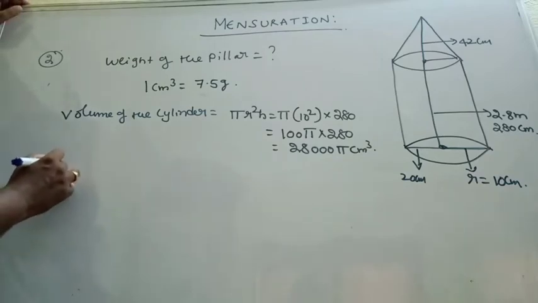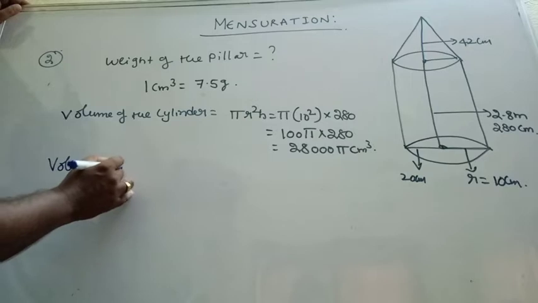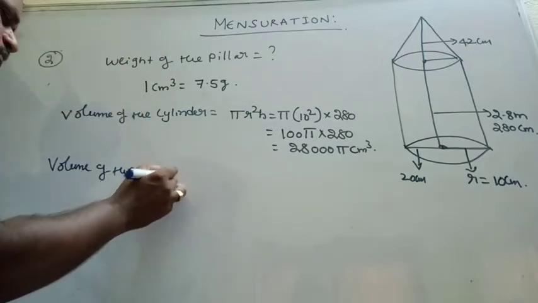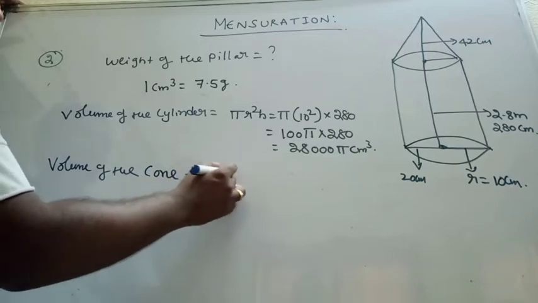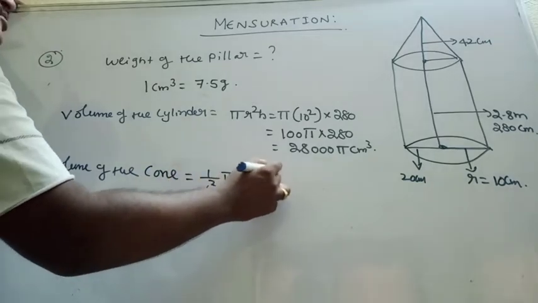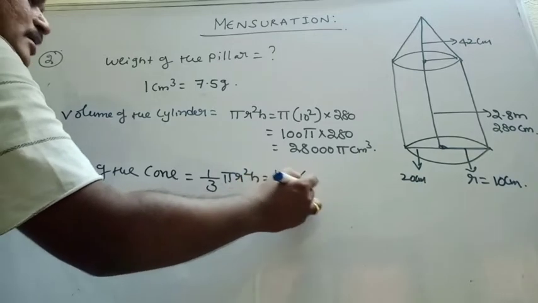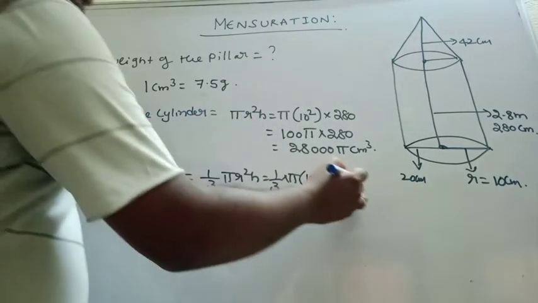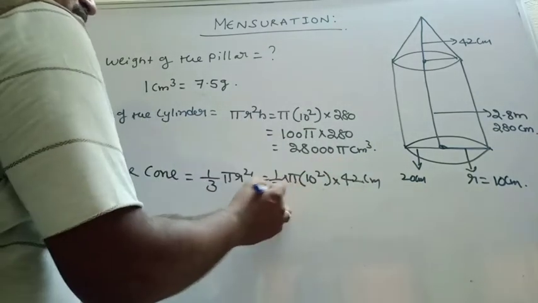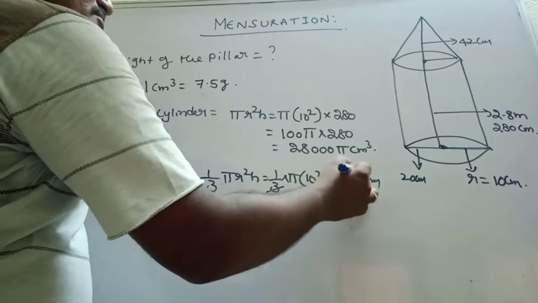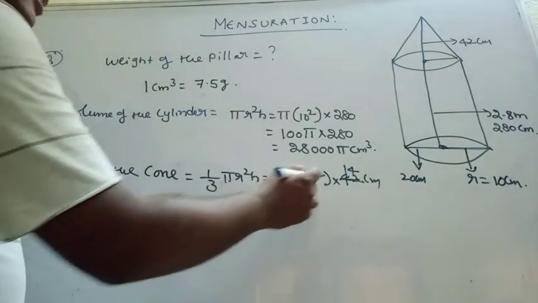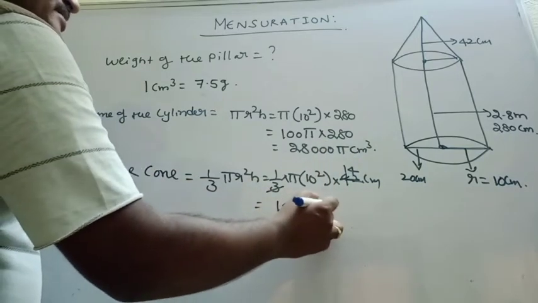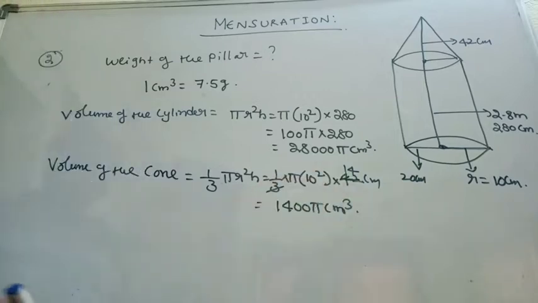Next, volume of the cone. Volume of the conical portion, the portion in the shape of a cone, is 1 by 3 pi r squared h. 1 by 3 into pi into r squared, r is only 10. 10 squared into h, h is 42 centimeters as given. 3 fours are 12, so this is 10 squared means 100, 100 into 14, that is 1400 pi cubic centimeters.